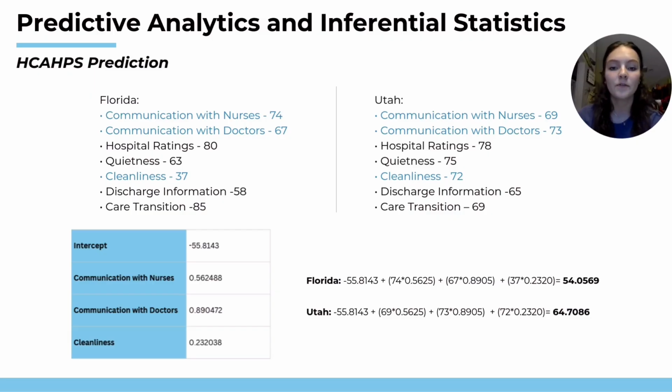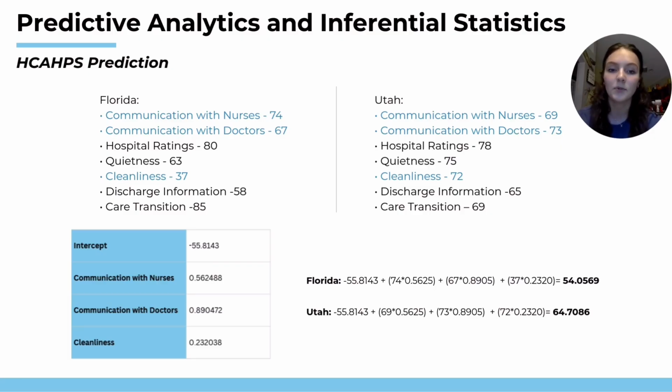We can now use the information from the model in order to predict certain state results. On this slide, we can see that we have information from both Florida and Utah, including all of their variables with different scores. Now we will only be using the significant variables, which are the ones highlighted in blue. Using Florida, for example, we can see in the formula on the bottom right where we have multiplied each coefficient by its respective score and then added them all together and the intercept value to that in order to get a final state result of 54.0569.